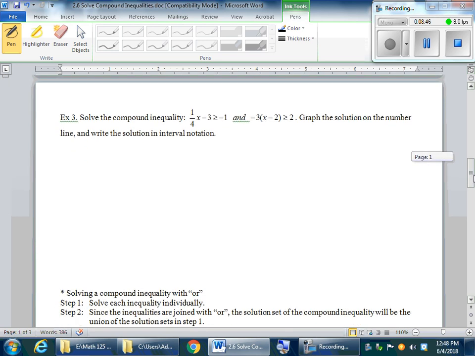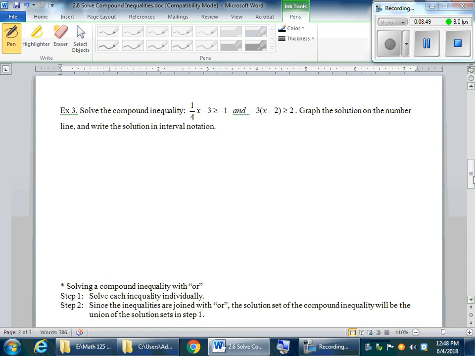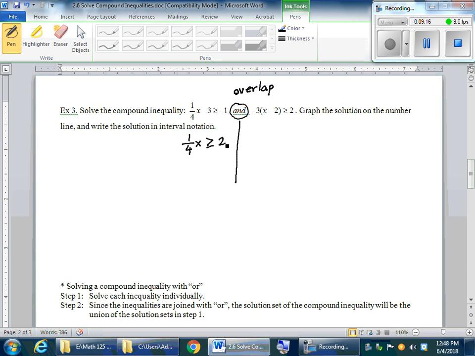Example 3. And the compound inequality is "and". So that basically means we are interested in looking at the overlapping part of those two inequalities, right? Overlapping. So first, I add 3 to both sides. So that will be 1/4 x is greater than or equal to 2. Multiply both sides by 4, which gives me x is greater than or equal to 8.